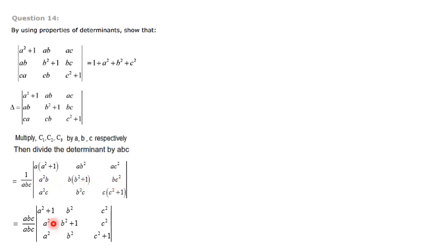Here, c square is the balance. It is written. Next, from the third row, if c goes out, a square is the balance. Here, b square balance. Here, c square plus 1 is the balance. That is written. Now, outside it is balanced. Now, abc will be cancelled. It becomes 1. Now, what we want is 1 plus a square plus b square plus c square. Easily we'll get it from here.